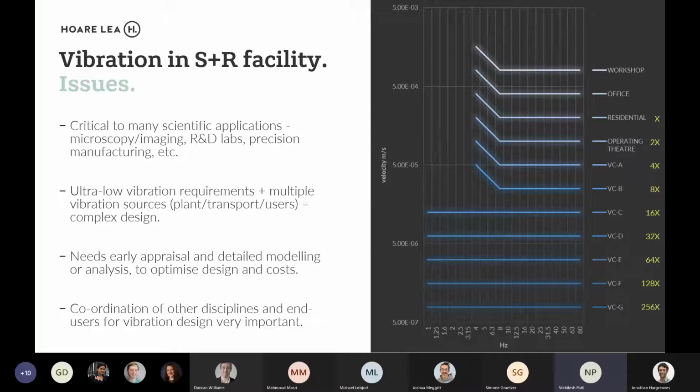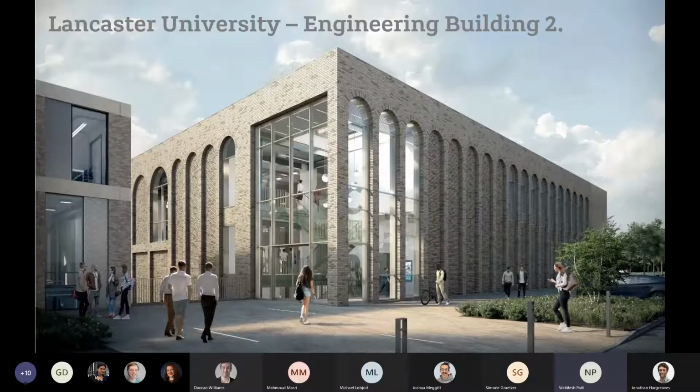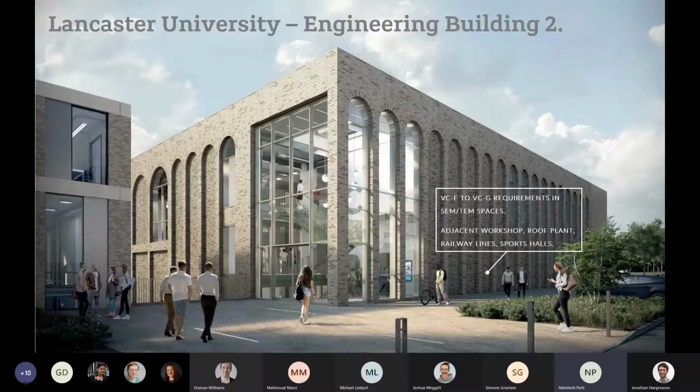And it's very, very difficult to achieve, but it's doable, but it needs to go through a very demanding process of measurement and modeling. Quick case study on this. We did a couple of years back, we looked at one of the engineering buildings at Lancaster University, which had some microscopy tables and spaces with very, very low requirements, and they were all situated around an array of vibration generating sources.